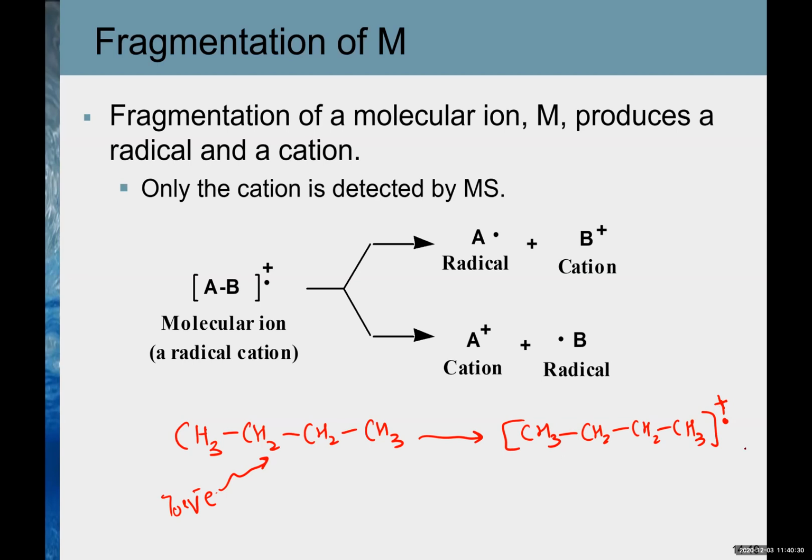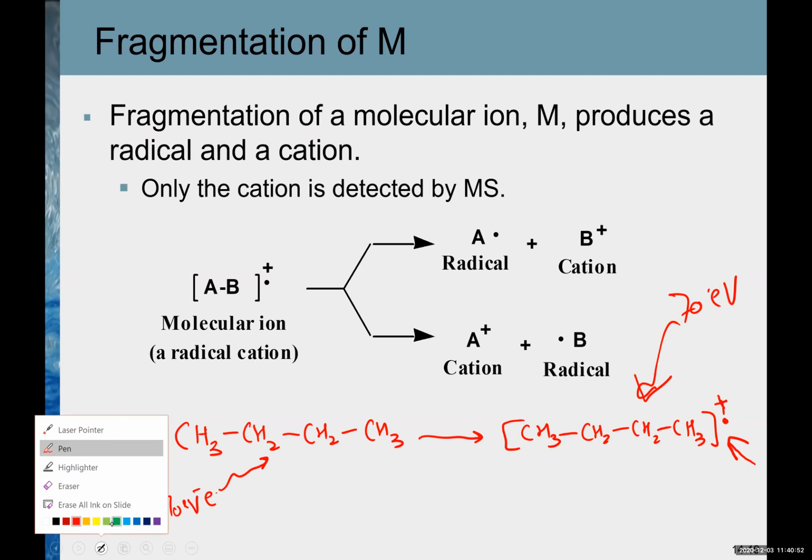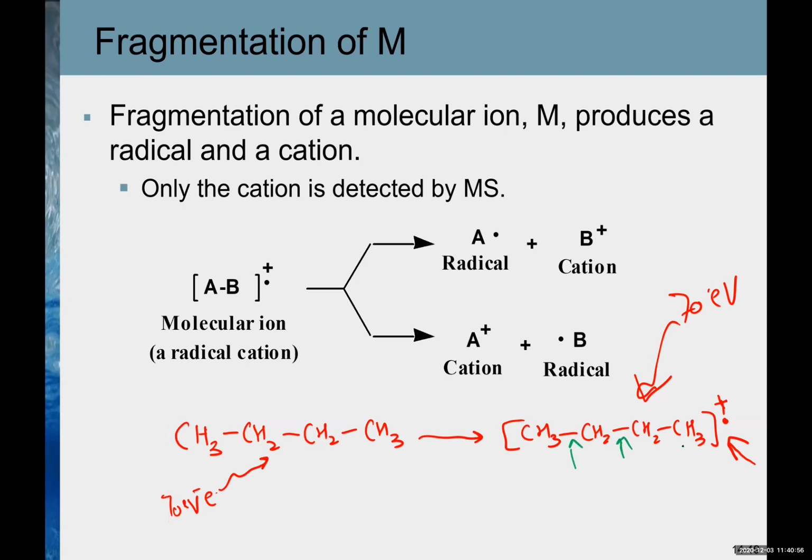Now, this cation is not very stable, and imagine more electrons are being bombarded here. 70 electron volts are still being bombarded. So that further bombardment will cause further breakdown. Maybe one of the sigma bonds will now break. So there we have a bunch of sigma bonds here, here, and here. You can break any sigma bond.